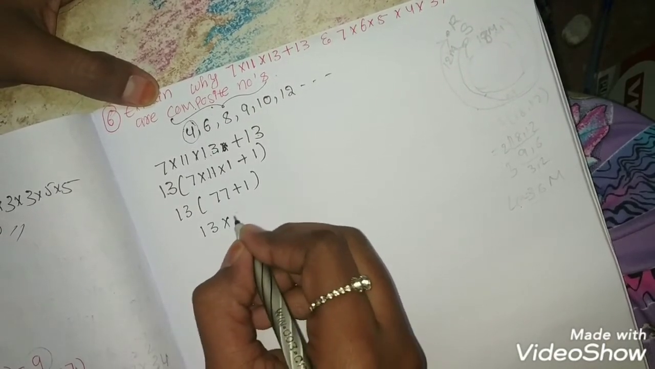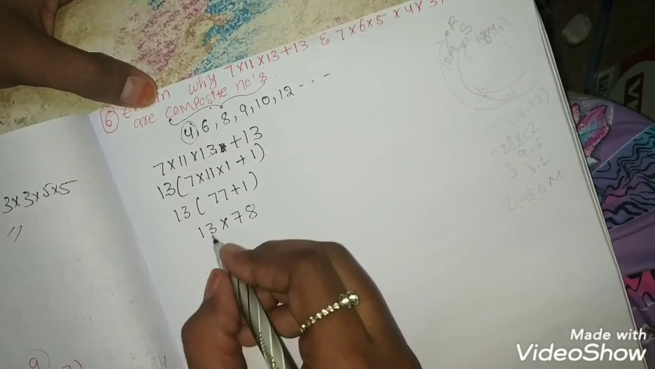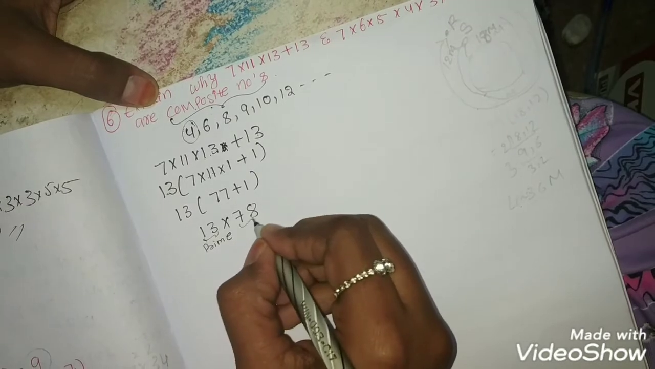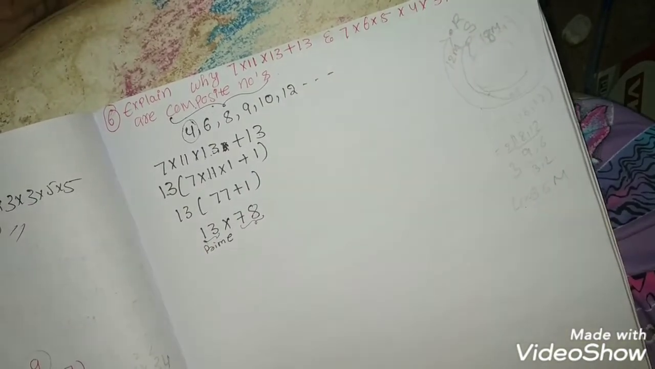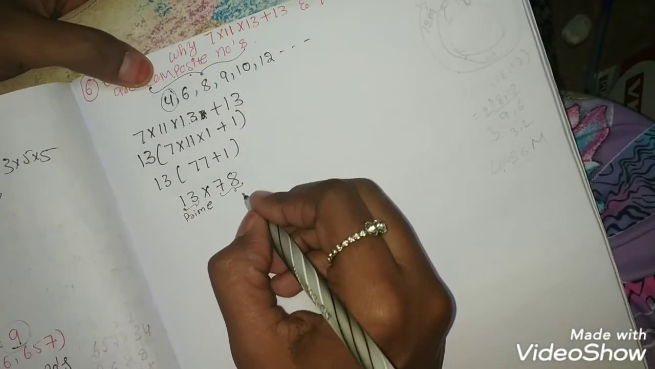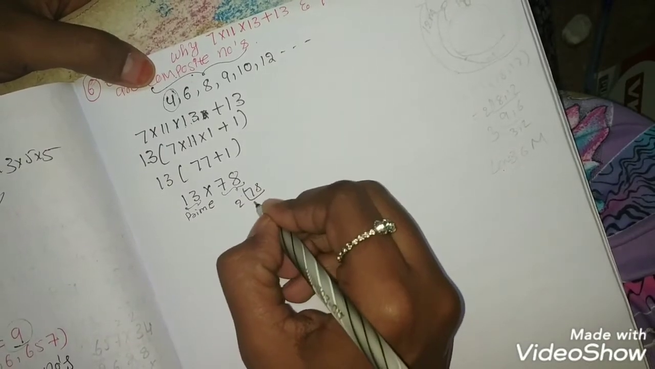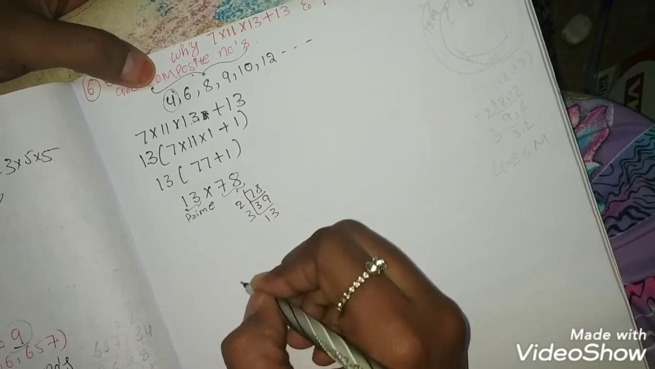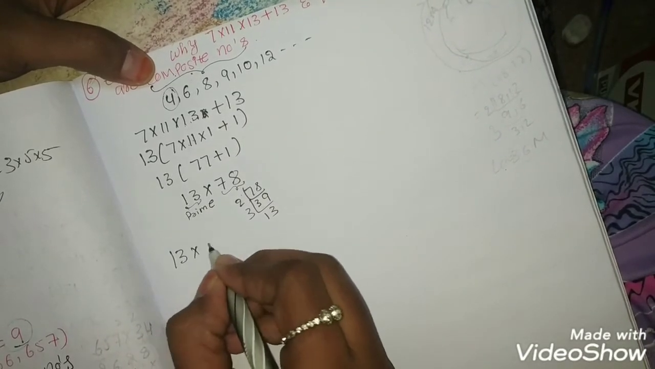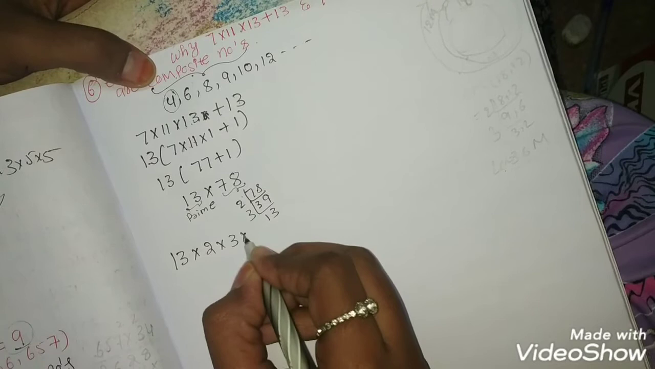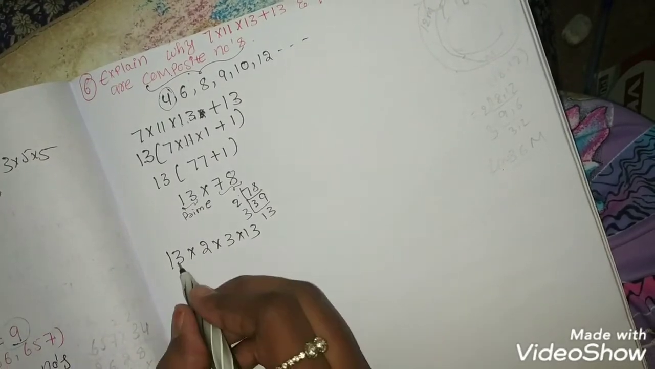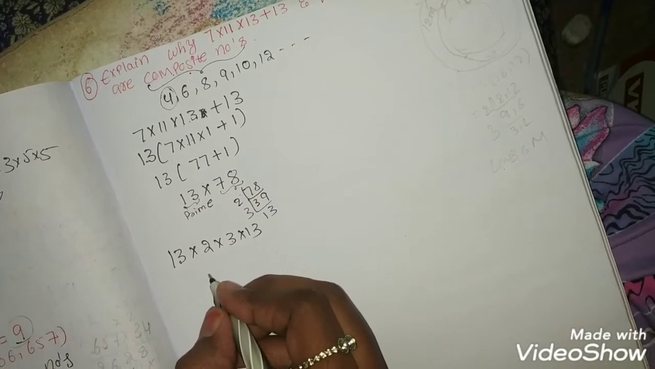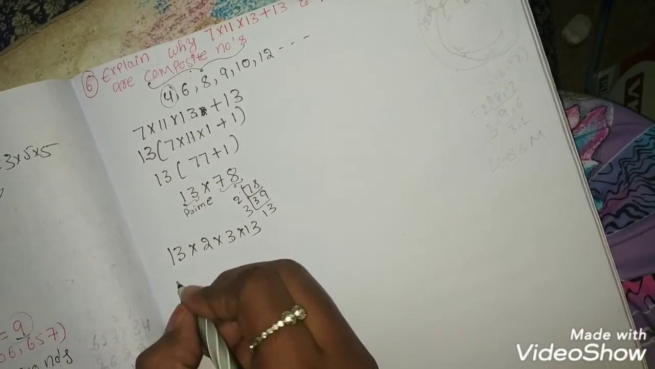13 into 78. See, 13 is a prime number, but 78 has factors. How? 2 3s are 6, 2 9s are 18, 3 1s are 3, 3 3s are 9. So 13 into 2 into 3 into 13. See how many factors we are getting: 1, 2, 3, 4. More than 3 factors. So absolutely we can say this is a composite number.